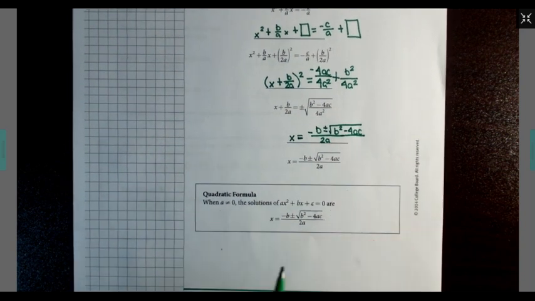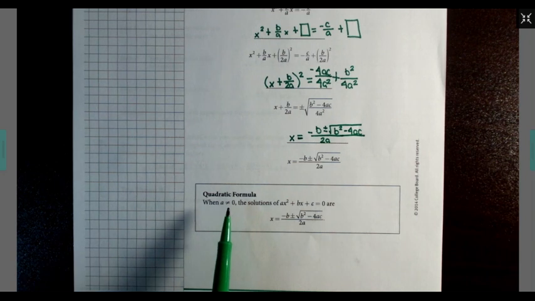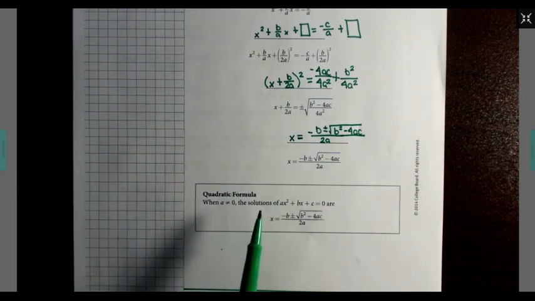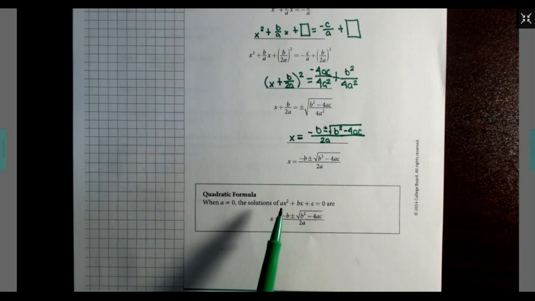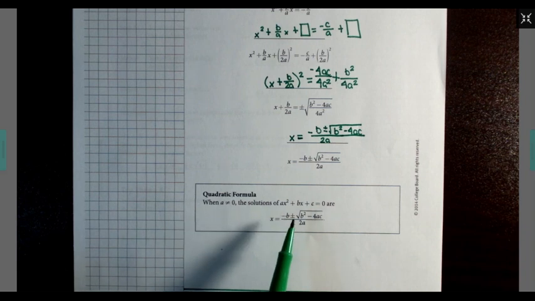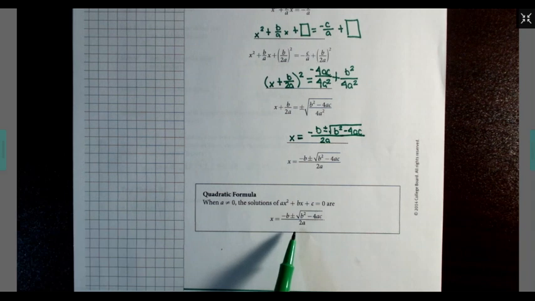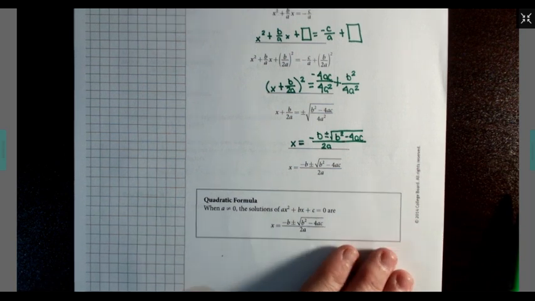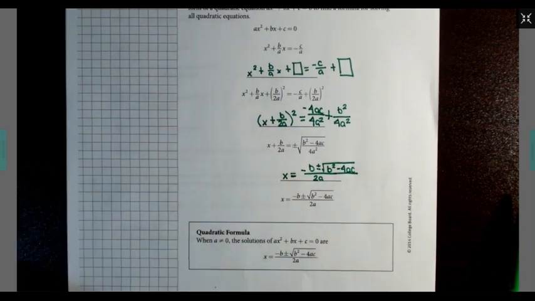So the quadratic formula is when a does not equal 0, the solutions of ax squared plus bx plus c equals 0 are x equals negative b plus or minus the square root of b squared minus 4ac all over 2a. Go ahead and get this copied down, and on the next slide you will see a debriefing question to follow.